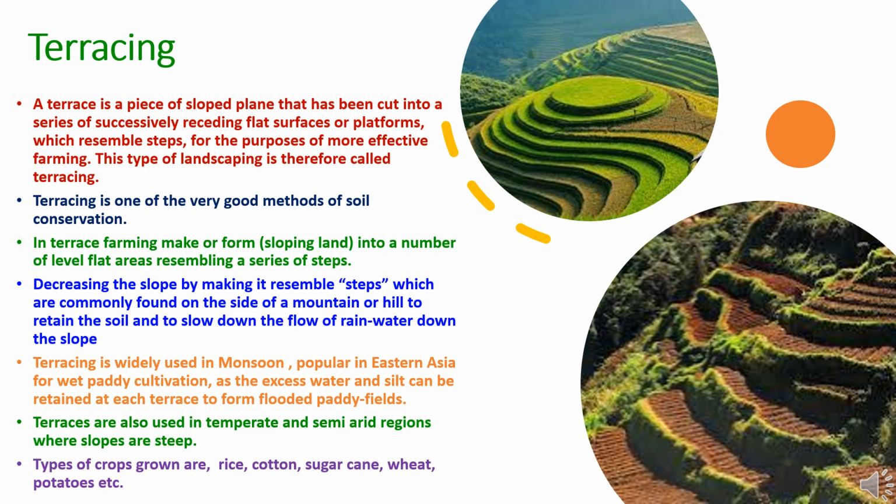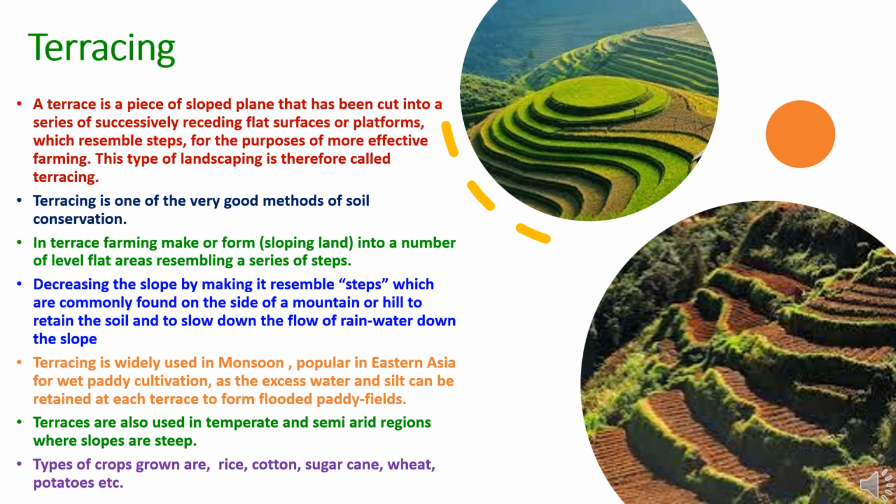In terrace farming, sloping land is formed into a number of level flats which resemble a series of steps. Means there are a number of steps of flat surfaces. Decreasing the slope by making it resemble steps, which are commonly found on the side of a mountain or hill, retains the soil and slows down the flow of rainwater down the slope.